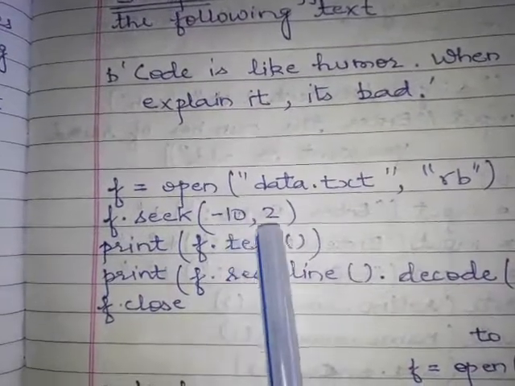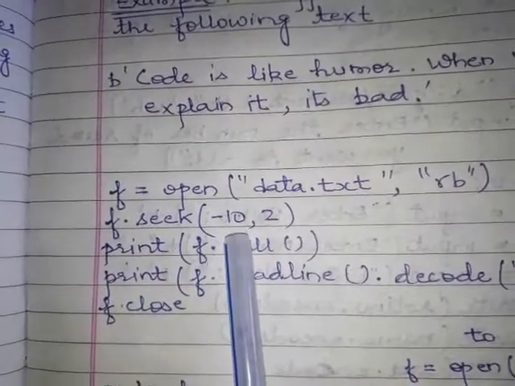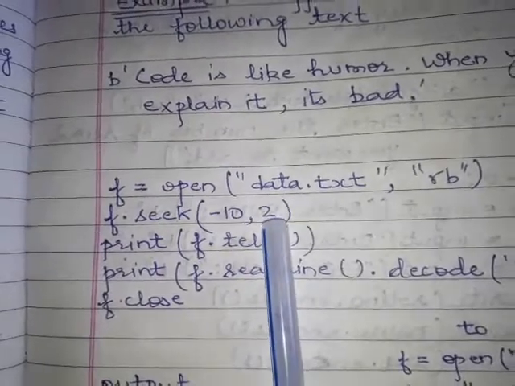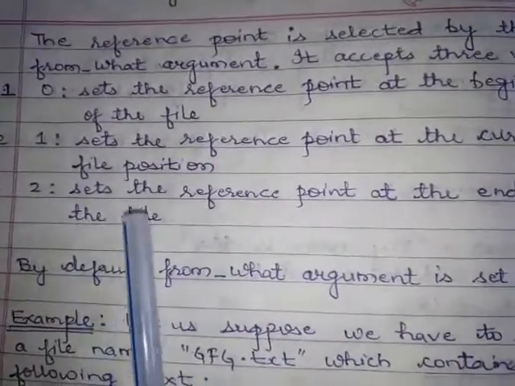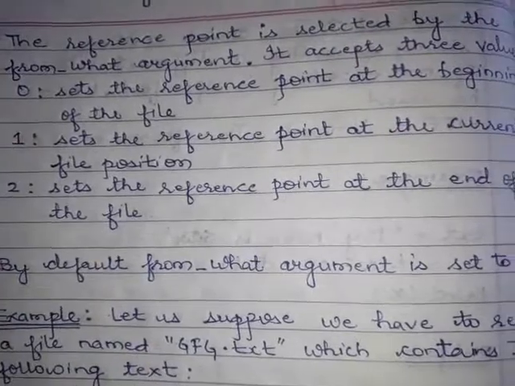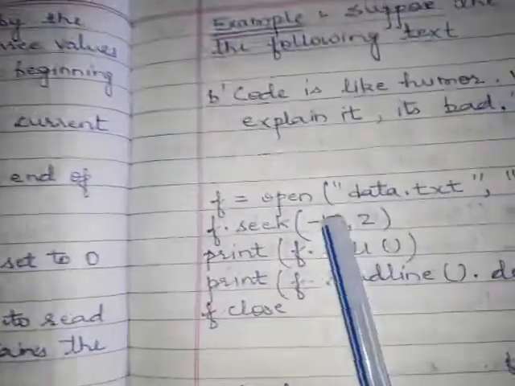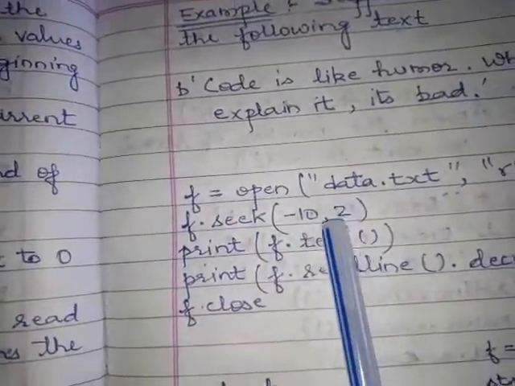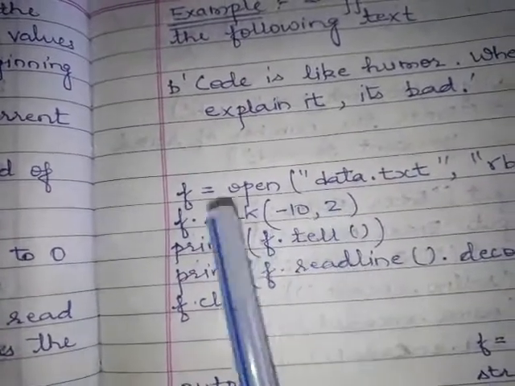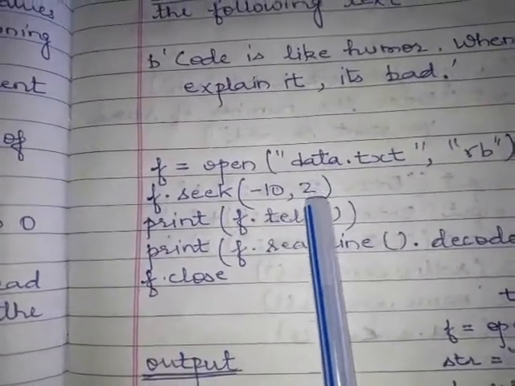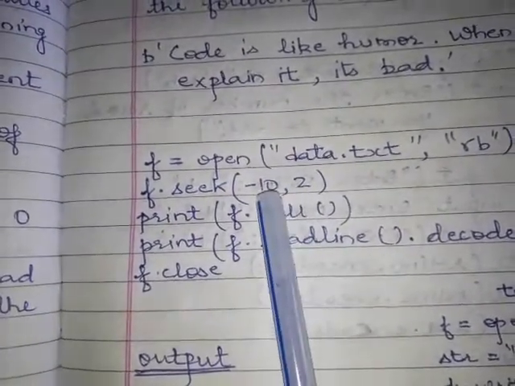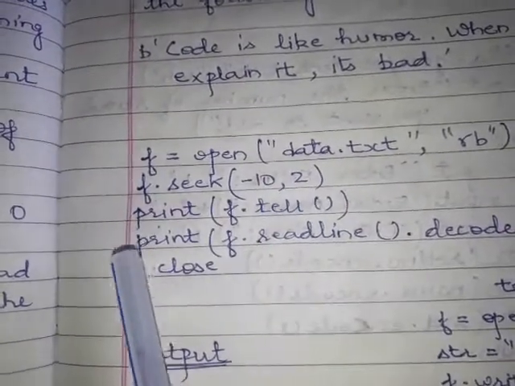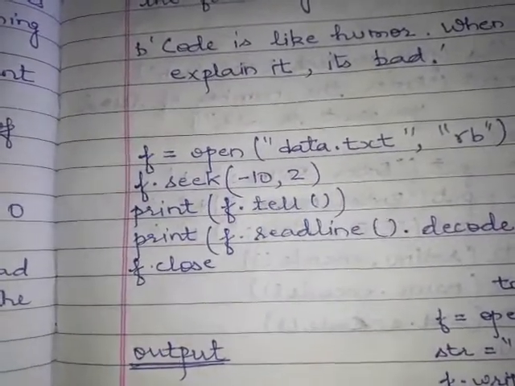f.seek(-10, 2): -10 here and 2. The 2 is the reference point. It sets the reference point at the end of the file. It means the file handler will reach the end of the file, and we have to start from the end and go in the reverse direction. So move 10 bytes backward from the end. A negative value means move in the reverse direction, not forward.